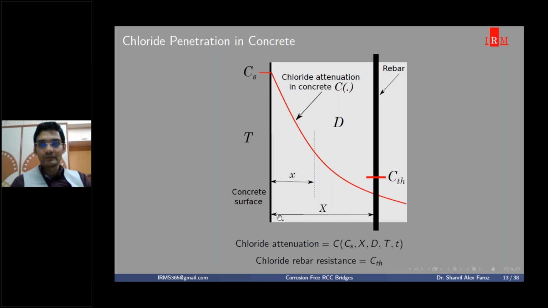This capital X indicates your concrete cover. This CTH indicates the corrosion resistance of the reinforcement. So below, you can see that we have the chloride attenuation function, which again will depend upon the geometry of the structural member, and we have the chloride resistance of the rebar, which is indicated by CTH. And this small t indicates the time factor. That is where we will be plugging in our life of 120 years or 100 years.